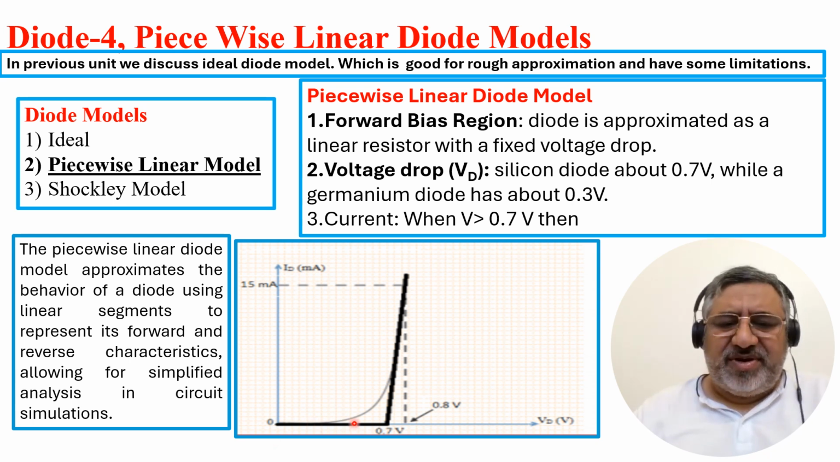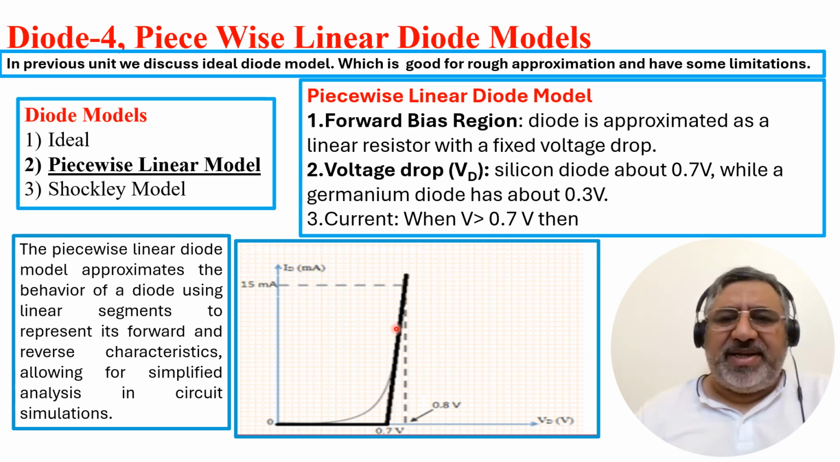In this figure, the solid black line is shown as the piecewise linear diode model, which is a simplification that allows for the analysis of circuits and is relatively more realistic than the ideal diode. It approximates the diode characteristic using linear segments, making it particularly useful in circuit design and analysis where high precision is not very critical.